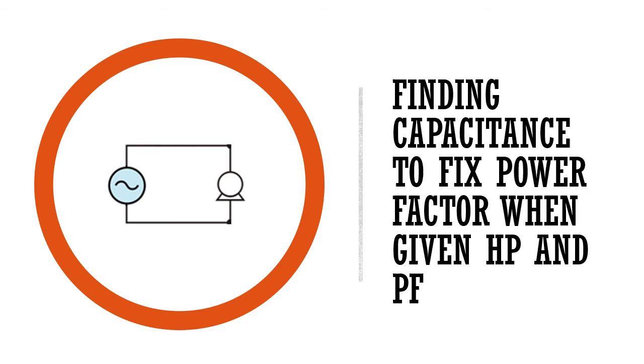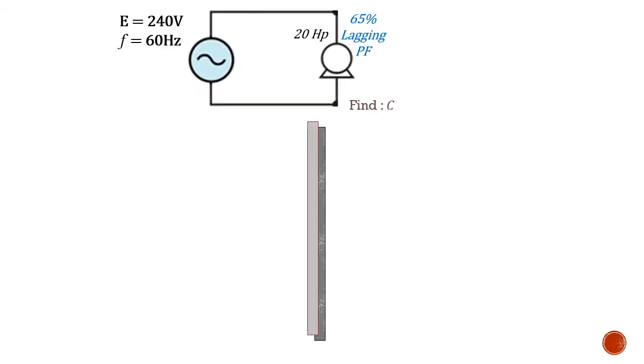It's a similar approach when we're finding capacitance to fix the power factor, when we're given the horsepower of the load and the power factor of the load. Let's take a look at one of those. So here we have a simple motor circuit. We have a 20 horsepower motor hooked up to a 240 volt 60 hertz supply, and the motor operates at a 65% lagging power factor.